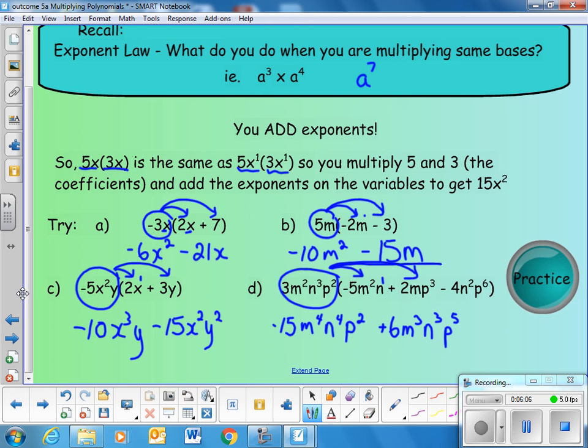Last step, that monomial times the last term in our polynomial. 3 times negative 4 is negative 12. For the m's, we have m squared plus no more, so just 2. For the n's, 3 plus 2 is 5. And for the p's, 2 plus 6 is 8.